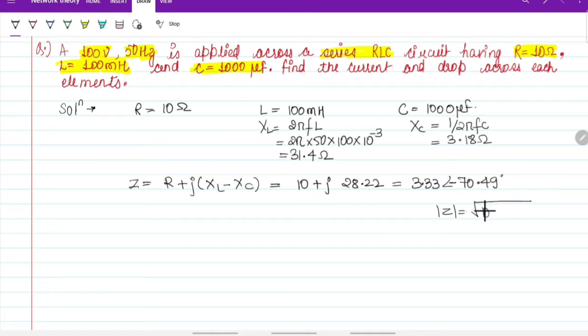If you want to solve this, you can put mod Z is equal to under root of 10 square plus 28.22 square. You will get 3.33, and to find angle of Z, that is tan inverse of imaginary term by real term, so tan inverse of 28.22 divided by 10. You will get this value.